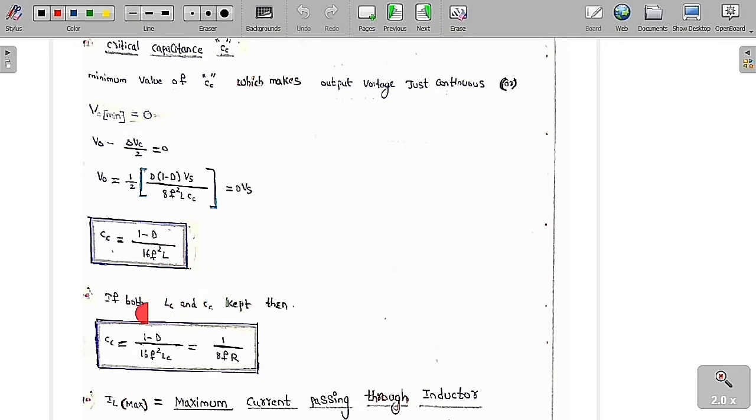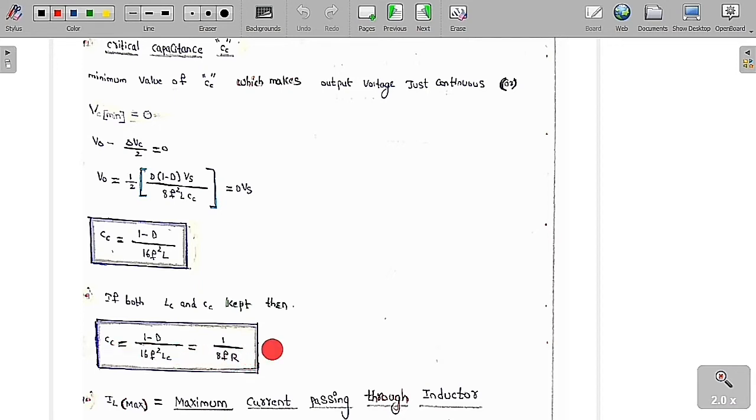Suppose we keep both the critical inductance and the critical capacitance equations together, then what is going to happen? Cc is equal to 1 minus d by 16 f square LC. The LC value we have just figured out. If you substitute that equation here and solve, we are going to get 1 by 8 f r. So this is the value of critical capacitance required for a given critical inductance.